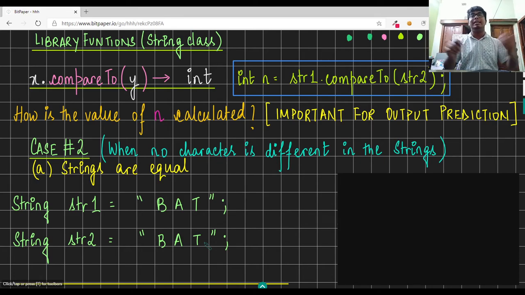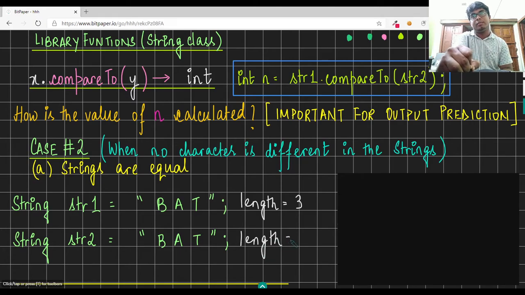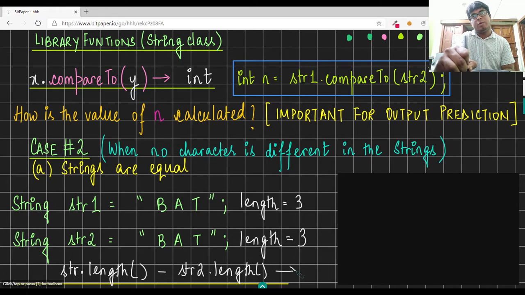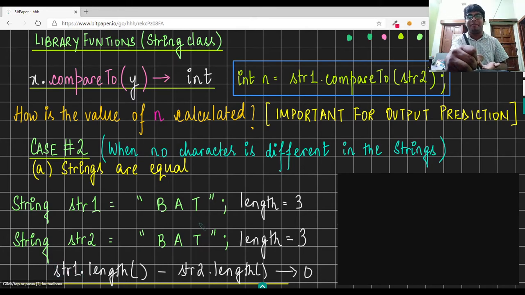So what happens in these cases is that the lengths of these two strings are subtracted. For example, the length of str1 is 3. So is the length of str2. So if you subtract their two lengths, we would get back 0, right? This would indicate that the two strings are equal, and they are equal in fact, right?